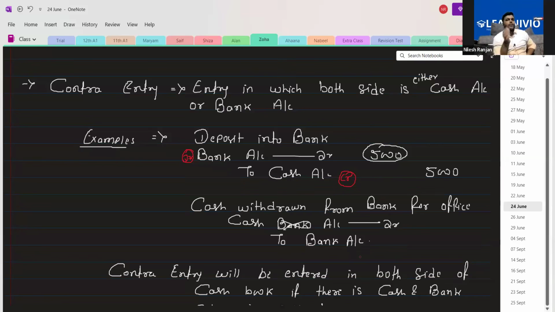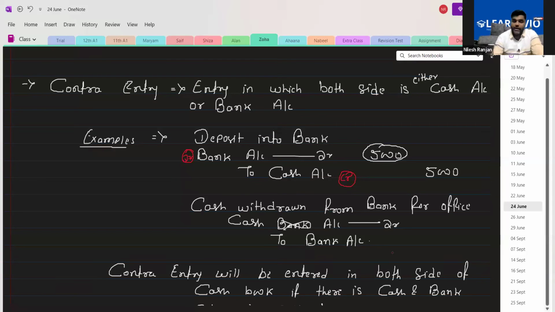But when on both sides of a journal entry there is cash balance or bank balance, either bank account or cash account written on both sides of the entry, then it is called a contra entry. There are only two transactions of this type. One is cash deposited into bank, and the second is cash withdrawal from bank.